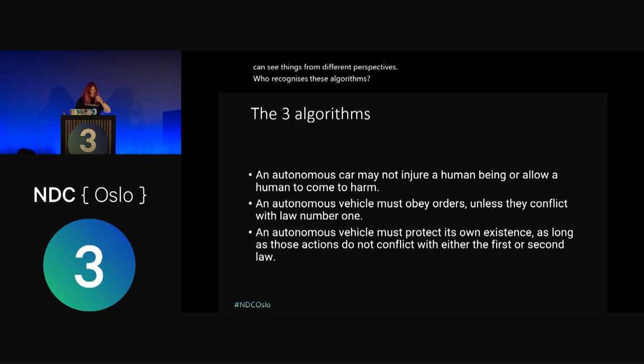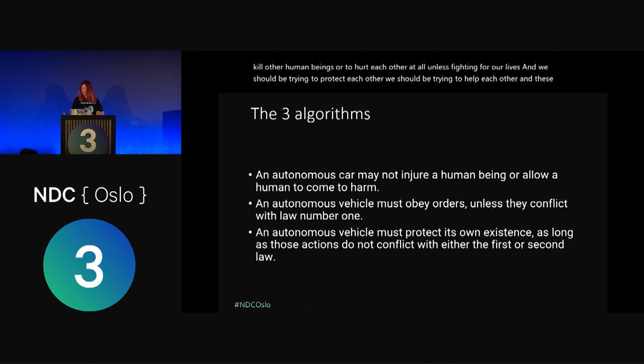That's good. Yeah, so these are quite my favorites. And I think that they should apply not just for autonomous cars and for robots, but in fact for all of us. We should really be trying not to kill other human beings or to hurt each other at all, unless fighting for our lives. We should be trying to protect each other. We should be trying to help each other. And you know, these are principles that we can live our lives by.